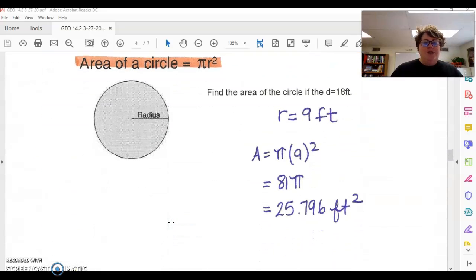Okay, so area of a circle. So area of a circle is pi r squared. So r, again, is the radius of our circle. In this example, we're given the diameter. So diameter, remember, is 2r. So if I divide 18 by 2, I get my radius is 9. Substitute in. Now, some of your homework and maybe your quizzes are going to want you to leave it as 81 pi. Or if you're getting an approximation, then you're getting the 25.796 feet squared. Most likely they'll want you to leave it as the 81 pi.